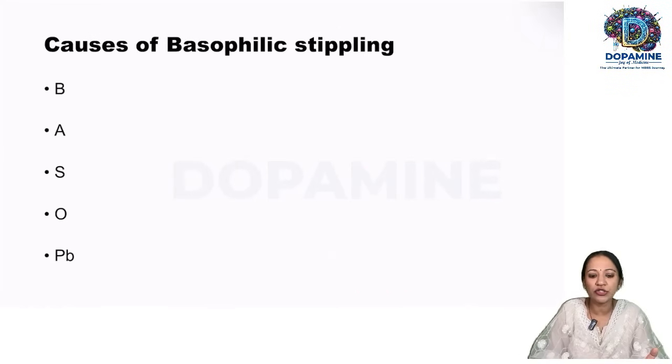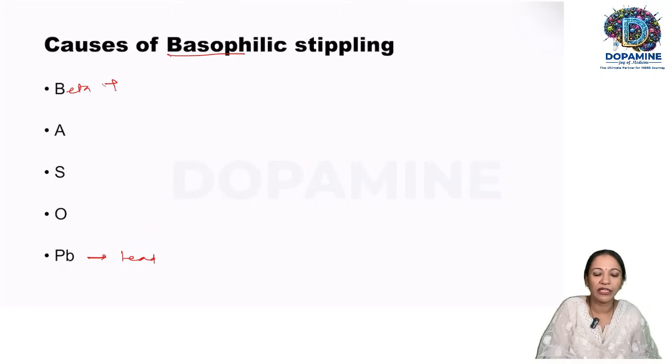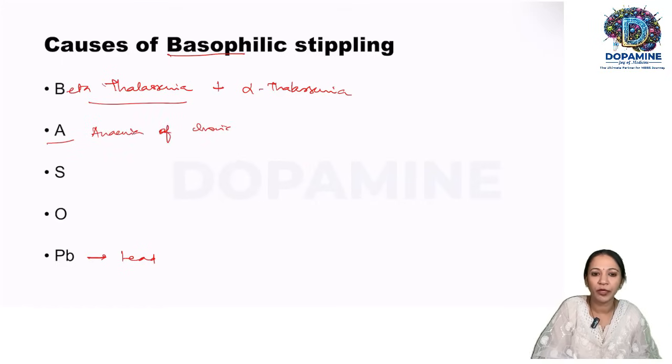So what are the causes of basophilic stippling? We'll remember it with the mnemonic BASOPH. The P for Pb, that is lead poisoning. What is this B? Remember, beta thalassemia. Not only beta, any thalassemia, even alpha thalassemia, will have it. So just remember with the mnemonic like this. What is A? Anemia of chronic disease. All the anemias of chronic disease can have basophilic stippling.